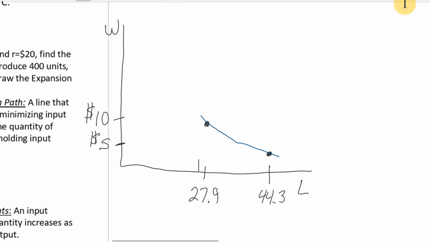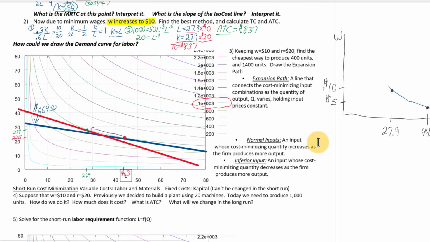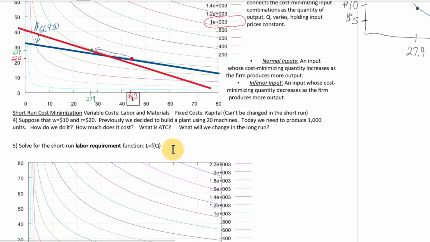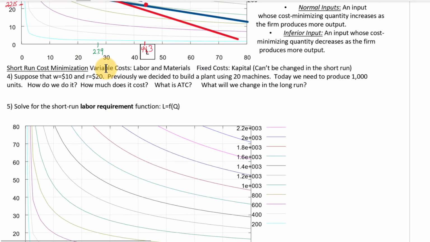And we could do lots and lots of additional problems here at a wage of $7.50 and $15 and $20, and we could get more and more points to illustrate what this demand curve for labor would look like at different values. So in the next video, we'll come back and we'll look at an expansion path to see how our solutions change as we increase the amount of production, holding everything else constant, the price of labor and the price of capital. And then we'll look at a short-run cost minimization problem, assuming that the amount of capital is fixed. What happens to our required amount of labor?